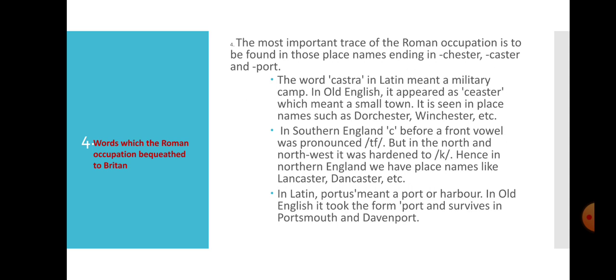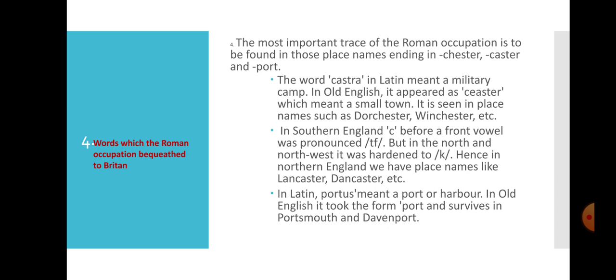And the next set of words Old English had from Latin are words ending with Chester, Castor, Port, etc. The most important trace of Roman occupation is to be found in those place names ending with Chester, Castor, Port, etc. The word castra in Latin meant a military camp. In Old English, it appeared as ceaster, which meant a small town. It is in place names such as Dorchester, Winchester, etc. These are words that Old English had from Roman occupation or from Latin.